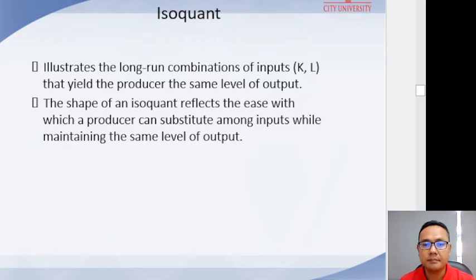For example, an automobile assembly line can produce 1,000 cars per hour by using 10 workers and one robot. It can also produce 1,000 cars by using only 2 workers and 3 robots. To minimize the cost of producing 1,000 cars, the manager must determine the efficient combination of inputs to use. The basic tool for understanding how alternative inputs can be used to produce output is an isoquant.